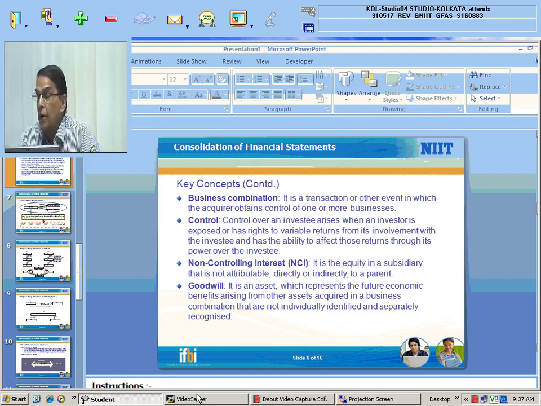But in a business combination, when a company A buys another company B, it can acquire goodwill. It can purchase goodwill. So that goodwill which has been acquired by investment in a subsidiary company can be reflected in the balance sheet or the statement of financial position of the parent company. So it is always reflected as an asset, which represents the future economic benefits arising from other assets acquired in a business combination that are not individually identified and separately recognized.